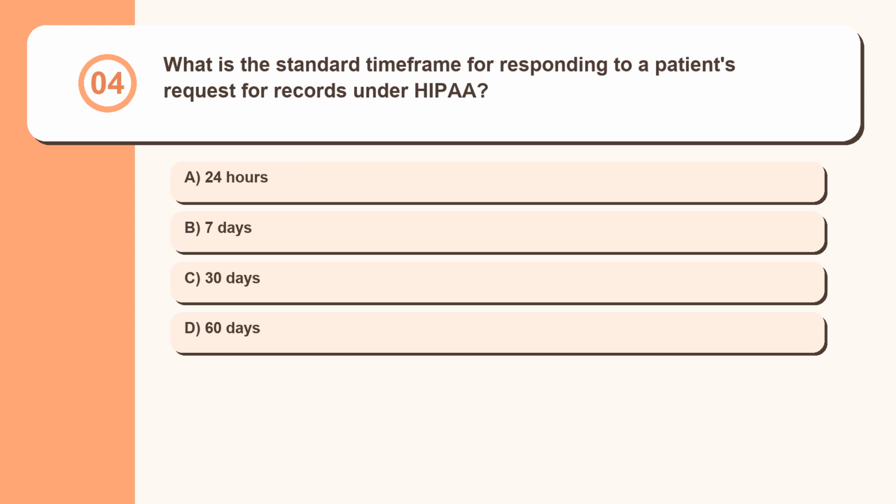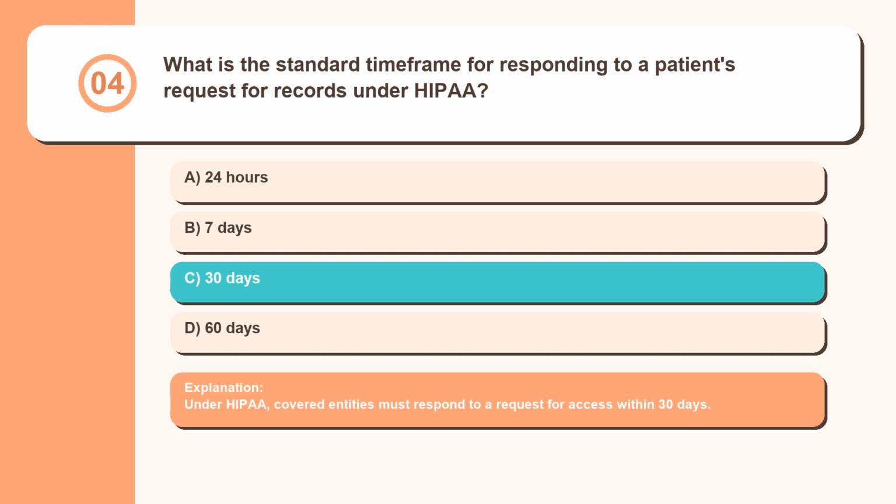Question 4. What is the standard timeframe for responding to a patient's request for records under HIPAA? 24 hours, 7 days, 30 days, 60 days. Under HIPAA, covered entities must respond to a request for access within 30 days.